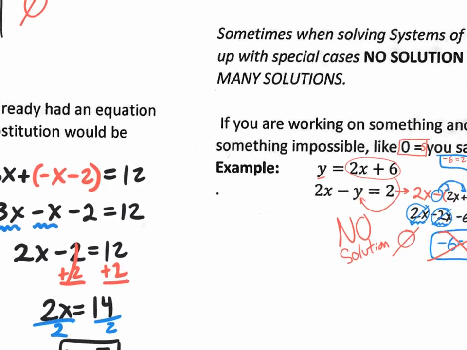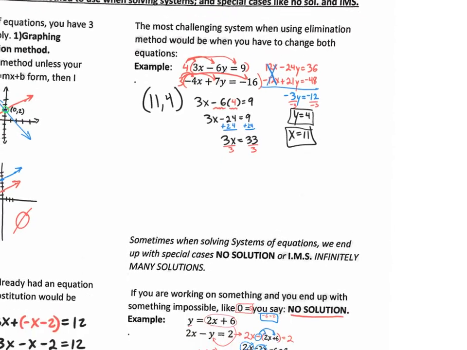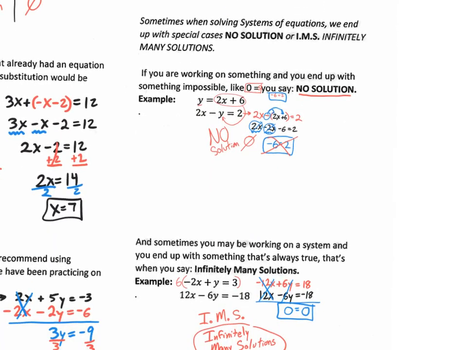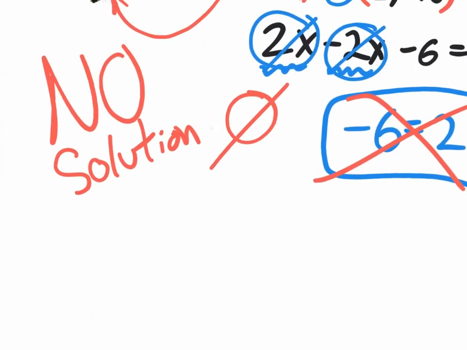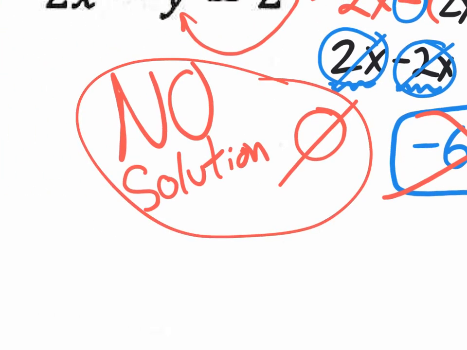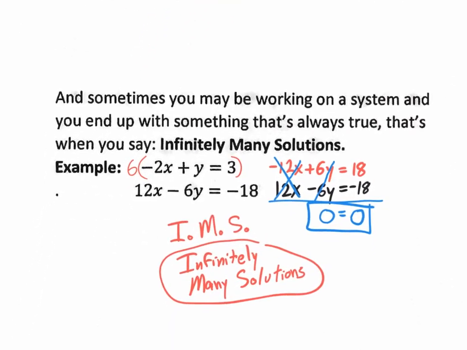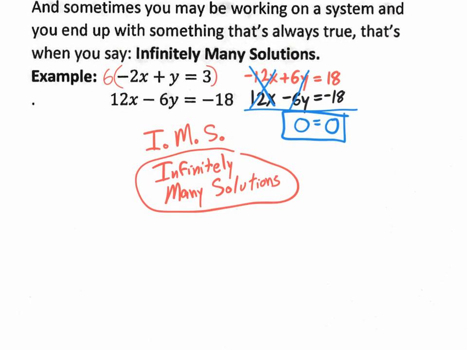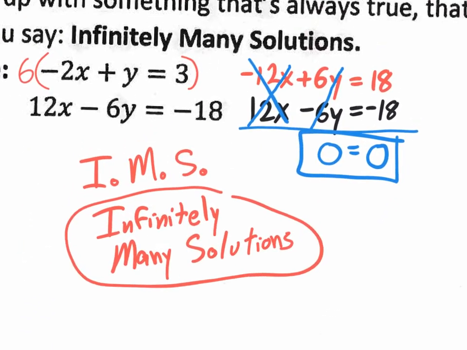Or you might end up with special cases. Now, what do I mean by special cases? If you end up with something impossible, like negative 6 equals 2, you say no solution. Or if you're working on something, whether it's substitution method or elimination method, and you end up with something that's always true, like 0 equals 0, then you say infinitely many solutions.